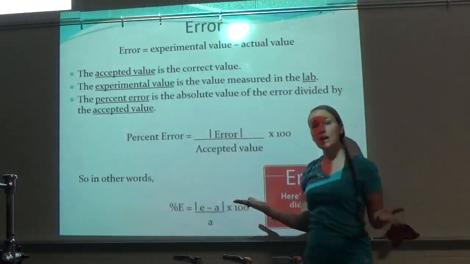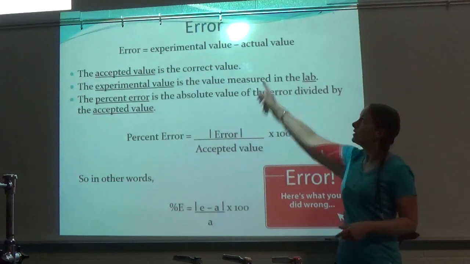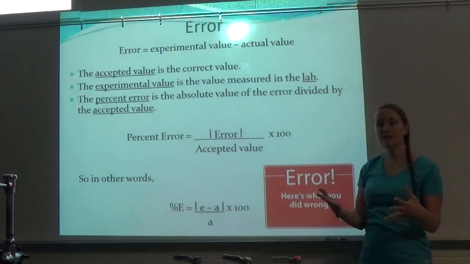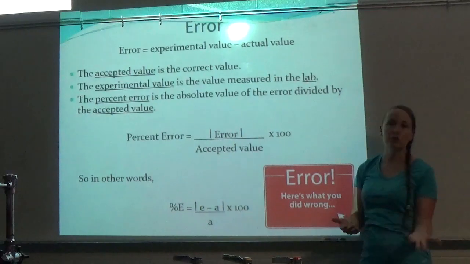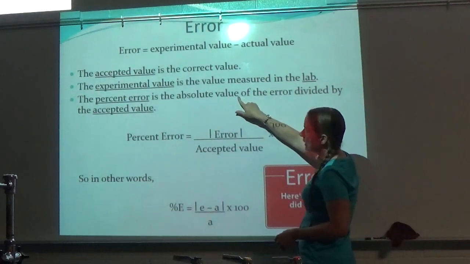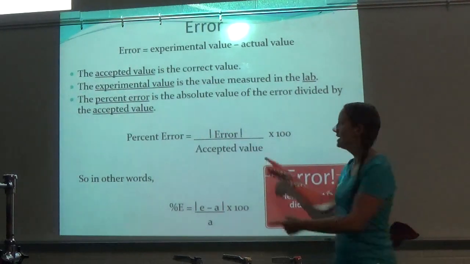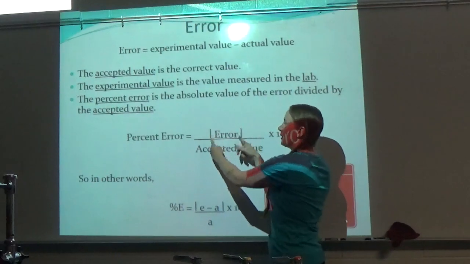Now when you subtract 2 numbers, you can get a positive number, you can get a negative number. So error can be positive or negative. It just depends on, did you get too high of a number or too low of a number. Percent error, on the other hand, is the absolute value. I know you've learned this in math. Absolute value means what comes out of those absolute value bars has to be positive.